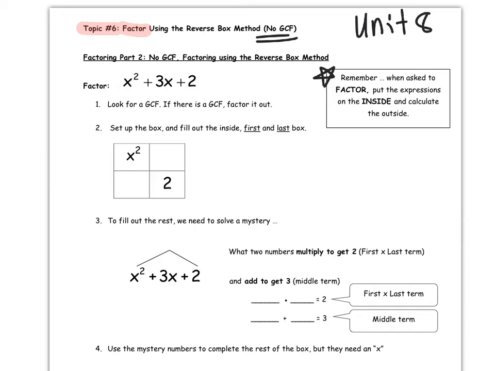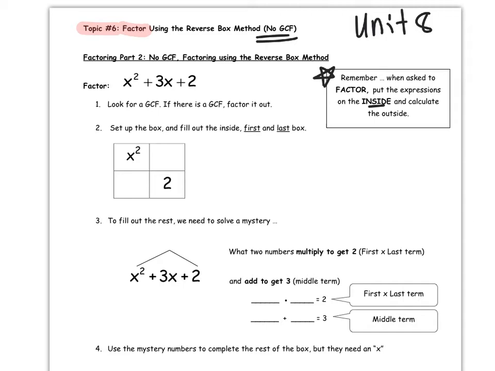And it's that when we are asked to factor, we take the terms given and we put them on the inside of the box method, and then we work to figure out the terms that go on the outside. Another way to think about factoring is that we're basically just dividing. We're dividing in order to find the terms that multiply to get our answer.